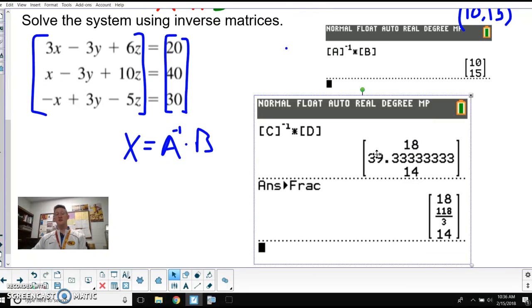So again, is RREF, reduced row echelon form, easier? Maybe. It's just total personal preference. If you want to use inverse matrices, this is a great way to do it. If you want to use reduced row echelon form, it's also a great way to do it. They both work. They're both using your calculator and applying what you know about matrices to solving systems.